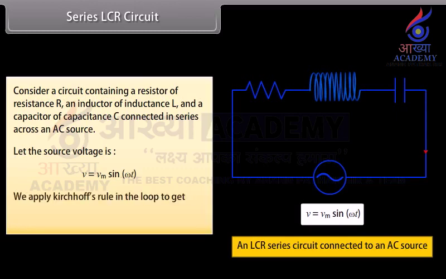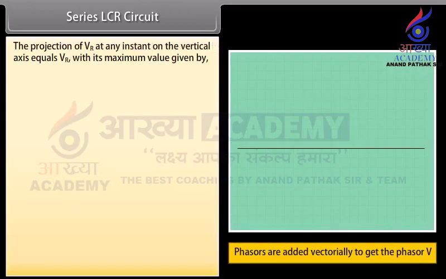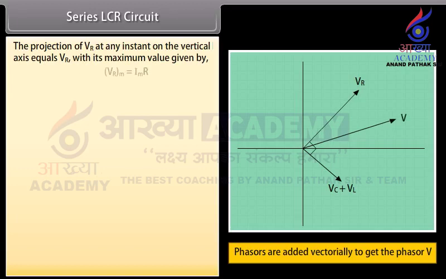We apply Kirchhoff's rule in the loop to get V is equal to VR plus VL plus VC. The projection of VR at any instant on the vertical axis equals VR with its maximum value given by the product of Im and R.